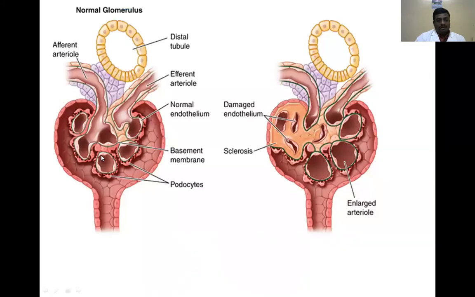So here is a normal image of the glomerular part. When it is in the normal condition, there is a normal filtration rate. Abnormal filtration rate takes place when the podocytes are enlarged. When the podocytes are enlarged, the arterioles are also enlarged. So in this condition, a greater amount of filtration takes place. When the size is reduced, the filtration is reduced.